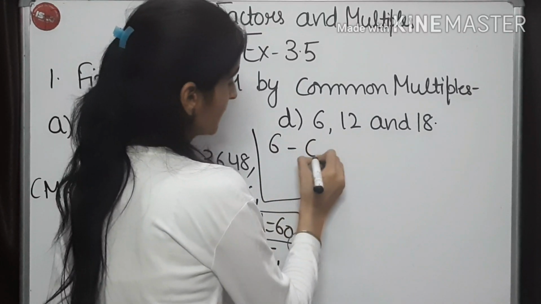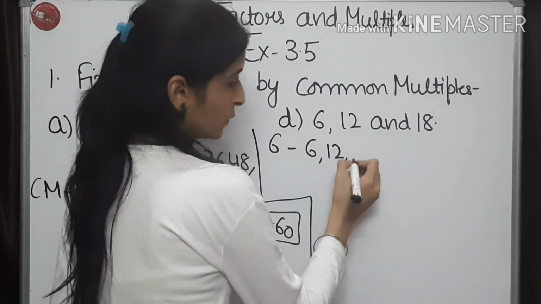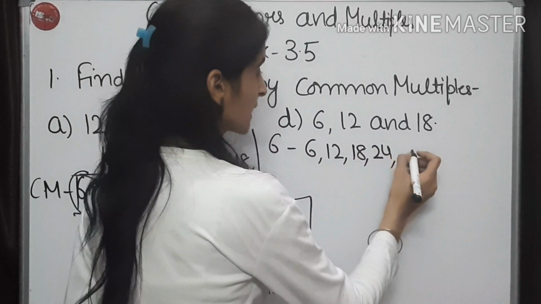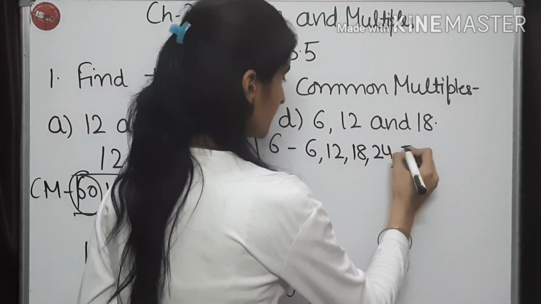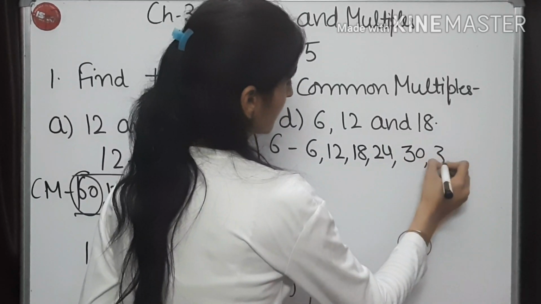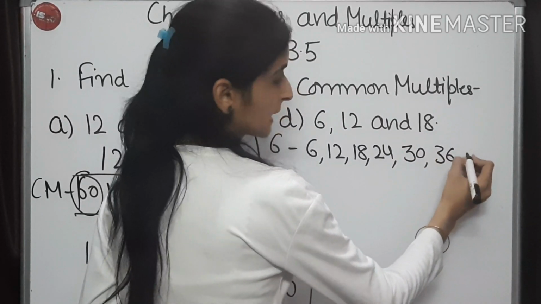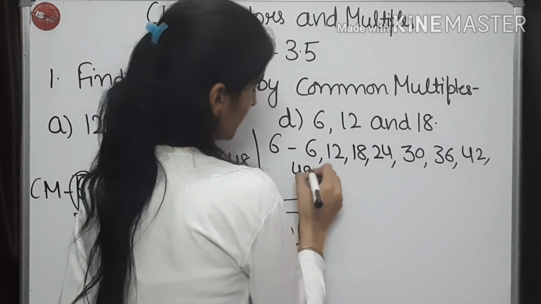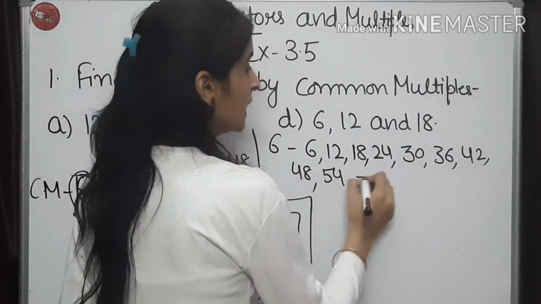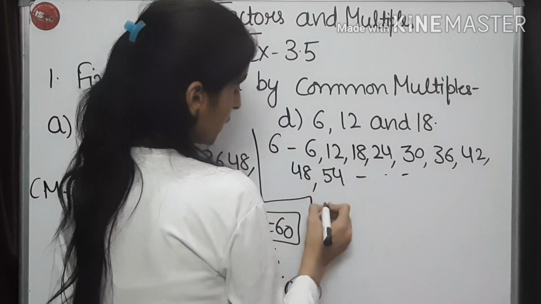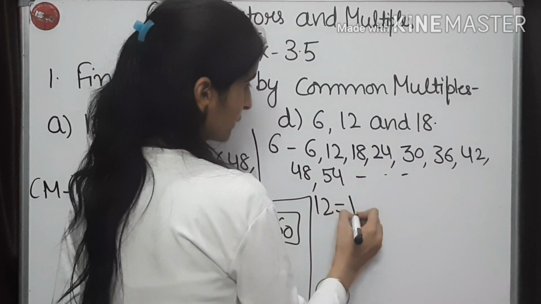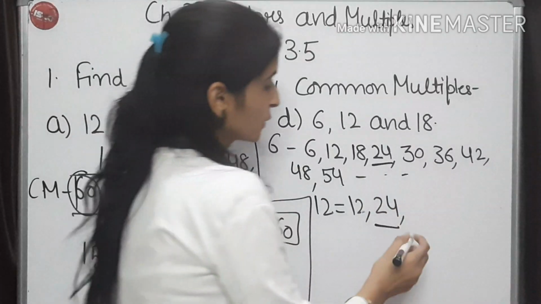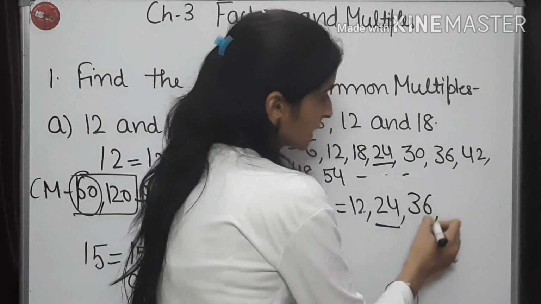Multiples of 6 are 6, 12, 6 threes are 18, 6 fours are 24, 6 fives are 30, 6 sixes are 36, 6 sevens are 42, 6 eights are 48, 6 nines are 54 and so on. Now if I talk about 12, 12 ones are 12, 12 twos are 24, 12 threes are 36.